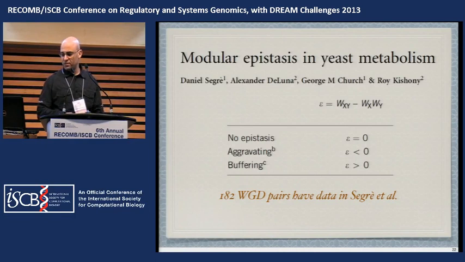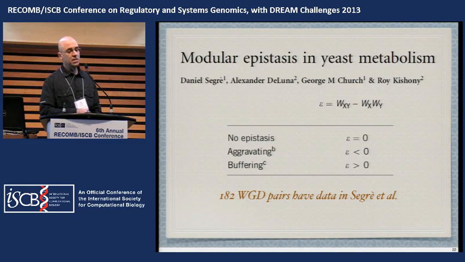So we used data from this paper by Segre et al., where they used flux balance analysis to look at pairs of metabolic genes and see the effect of these metabolic genes on the fitness of the organism, on yeast in this case. What they did is they knocked out every gene individually, computationally, in silico. And then they knocked out every pair of genes, and they used FBA to look at the effect on fitness. If the expected effect on fitness, the product of knocking out each of them, is equal to the effect of knocking out both, then basically you are seeing no epistasis.